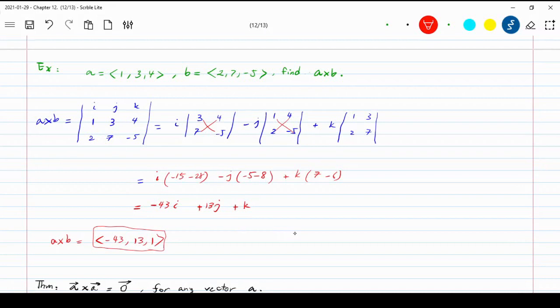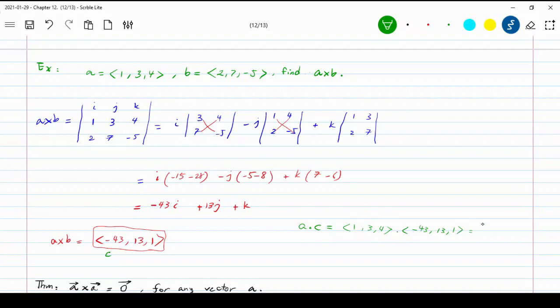You can check that by doing the dot product. This is one way to check: let's call this vector c, and calculate A dot c. A dot c must be 0, otherwise we've made a mistake. So let's calculate A dot c. It would be 1, 3, 4 dot with negative 43, 13, and 1.